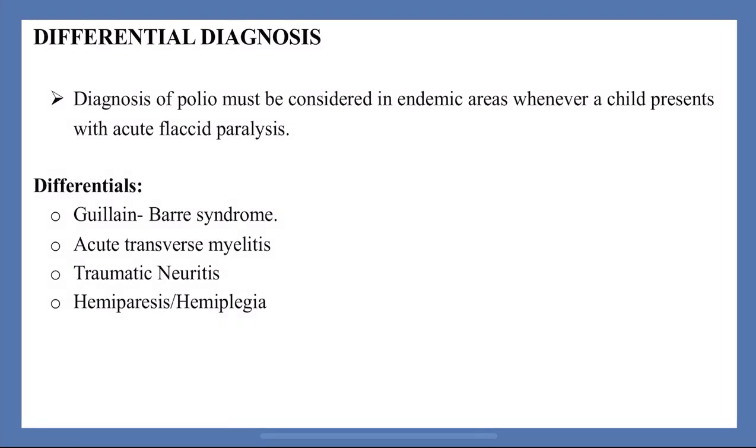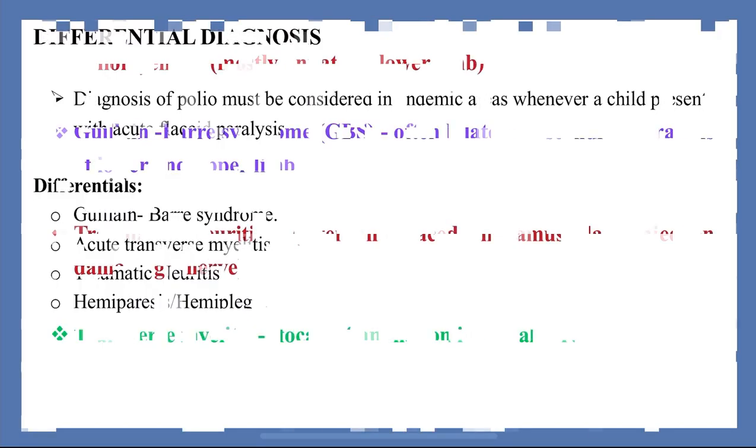Moving further to the differential diagnosis. Diagnosis of polio must be considered in endemic areas. Whenever a child presents with acute flaccid paralysis, we need to see that the diagnosis of polio should be considered. The differential diagnosis includes Guillain-Barré syndrome, acute transverse myelitis, traumatic neuritis, hemiparesis, hemiplegia, where there is a paralysis or weakness on one side of the body. So we need to think about these conditions.